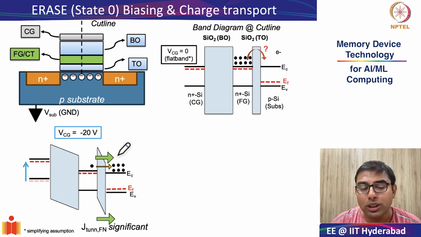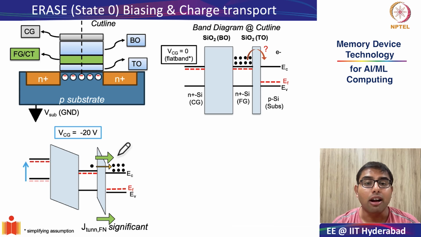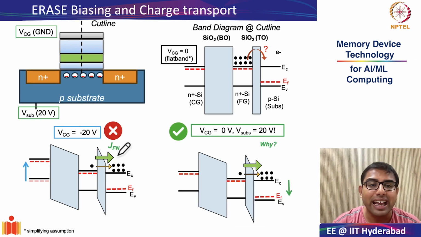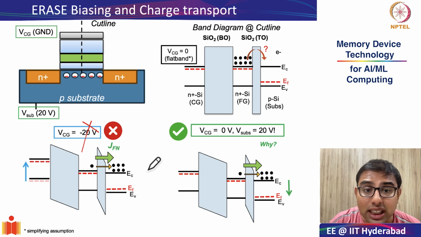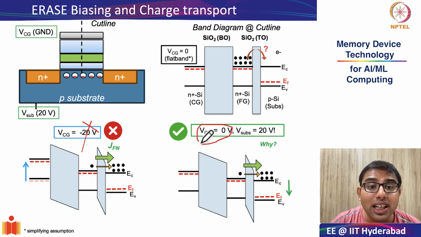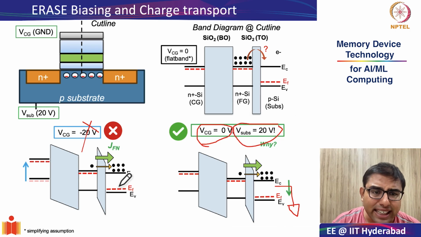Okay. Now, this is what common sense will suggest to us, that there should be an application of minus 20 volts at the control gate. But in reality, in practical devices, this is not exactly what happens. It's not that minus 20 volts is applied to the control gate, but quite the opposite. The control gate is biased at 0 volts, but the substrate which is connected to the channel is connected to plus 20 volts. It is the same effect.